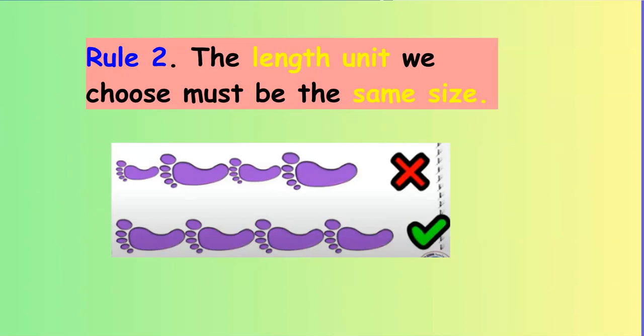Rule number two, the length unit we choose must be the same size. Here we are using the feet, but why is this one wrong? All right, you are correct, because this one is small and this one is big. So this is wrong. You must use the same size of the length units. So this is right. Do you understand? Well done, thank you.